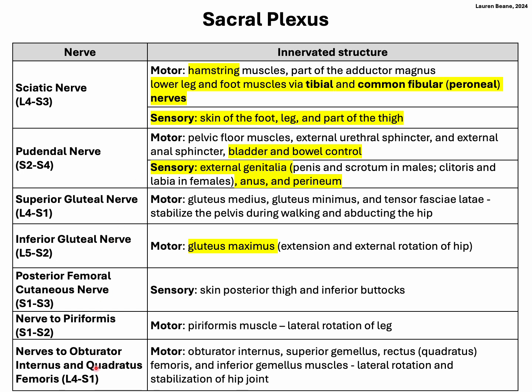You can see these other ones being listed, not that I want to neglect them per se, but gluteal nerve going to the glutes. There's a cutaneous nerve. There's a piriformis nerve going to the piriformis muscle, allowing for lateral leg rotation, and many others as well, but focus mostly on the sciatic and pudendal nerve.